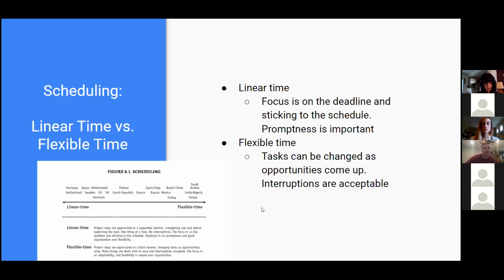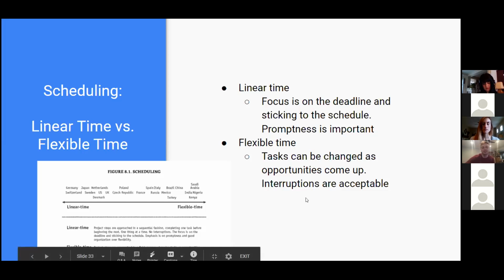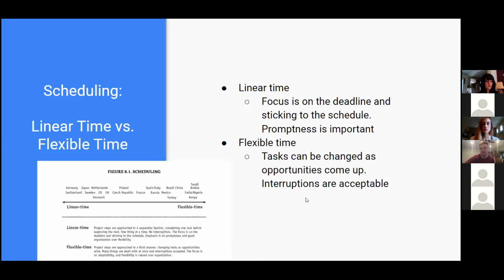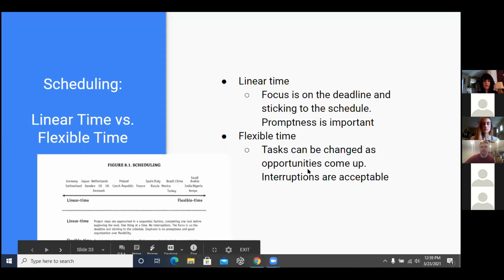So you can see right here, the linear time on the end is Germany, Switzerland, Japan, Sweden. Once you get to the flexible time zone, it goes to Saudi Arabia, Nigeria, Kenya, where maybe it's okay if you show up 30 minutes to an hour past a set time, because that is the cultural norm, and because it's to be expected. So again, this really depends on where you're living, who you're working with, and how you address scheduling conflicts or scheduling issues between different kinds of people. So yeah, I have a little example on this next slide here that we'll read from the culture map.